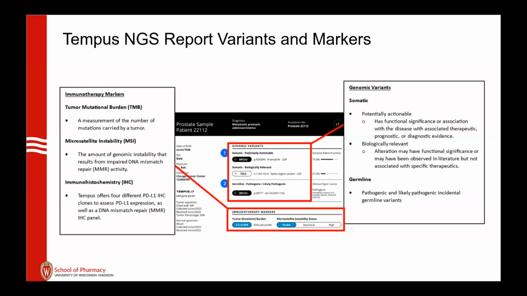Tempus is our most common NGS platform now. We do still use Foundation One and other reports. I'm sure everyone's seen this, but just so we're all on the same page, the genomic variants are on the top, both somatic and germline, and then the immunotherapy markers: mutational burden, MSI, IHC.